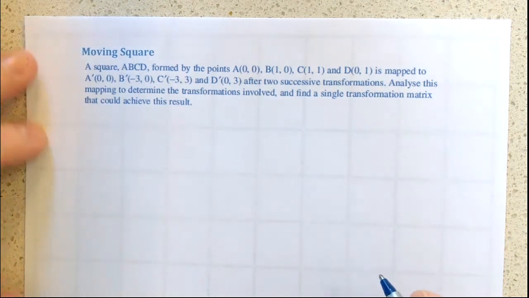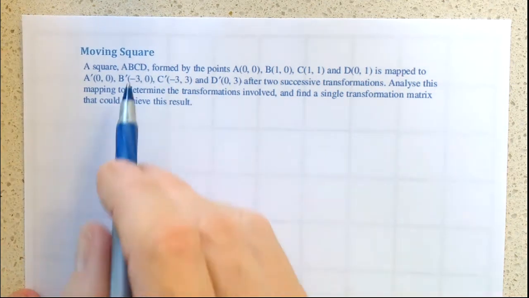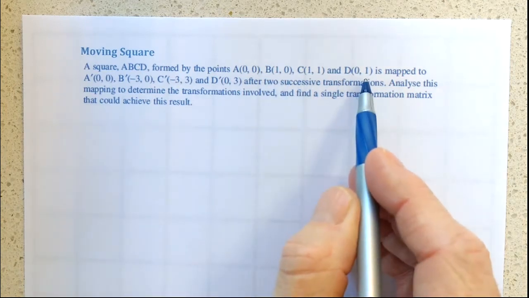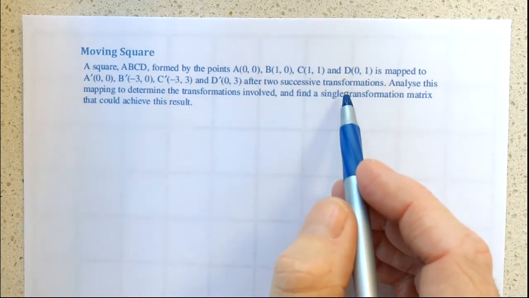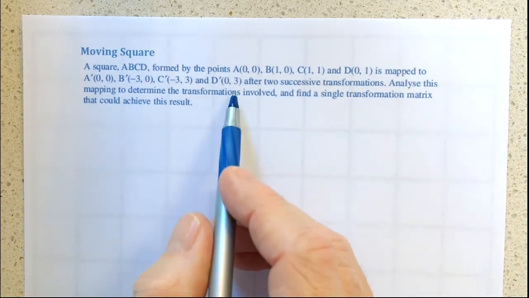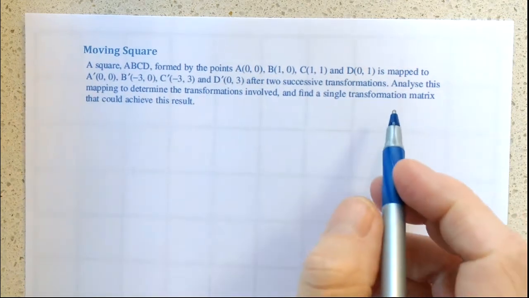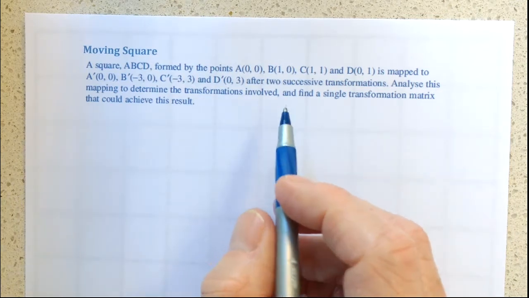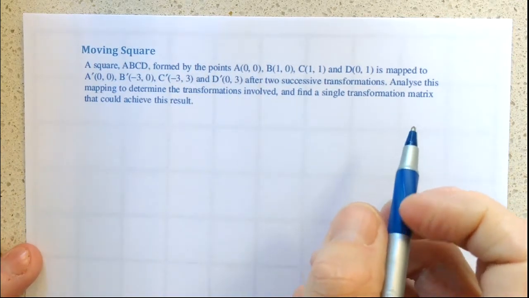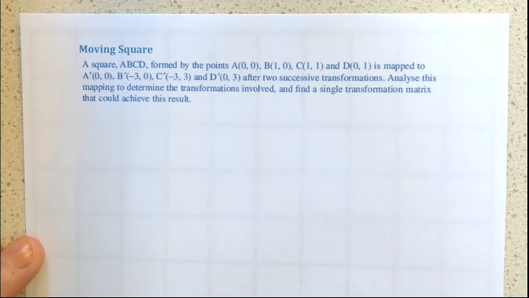So this problem proposes the existence of a square with vertices at these points and says that this has undergone two successive transformations to wind up with vertices here. It asks the students to analyze the mapping and determine what those transformations were, and to find a single transformation matrix to achieve that overall result.